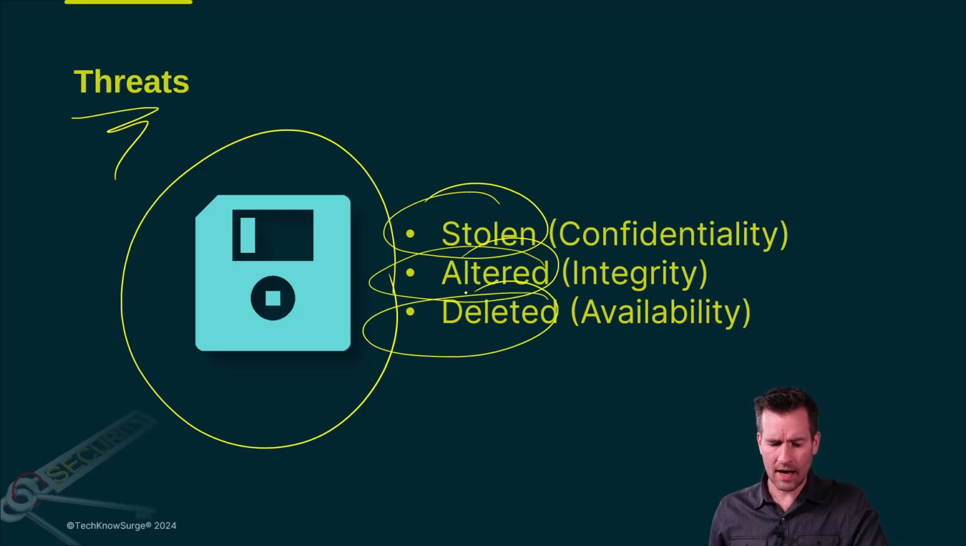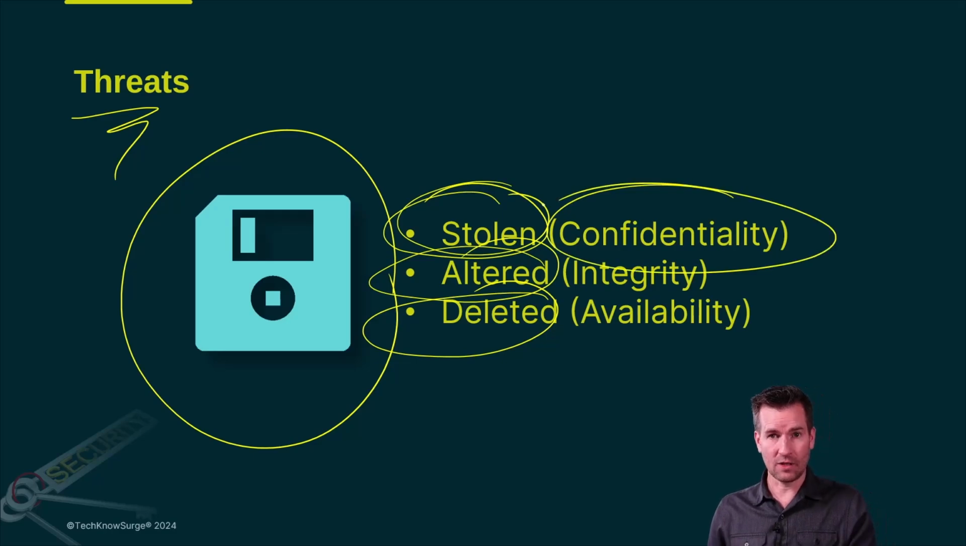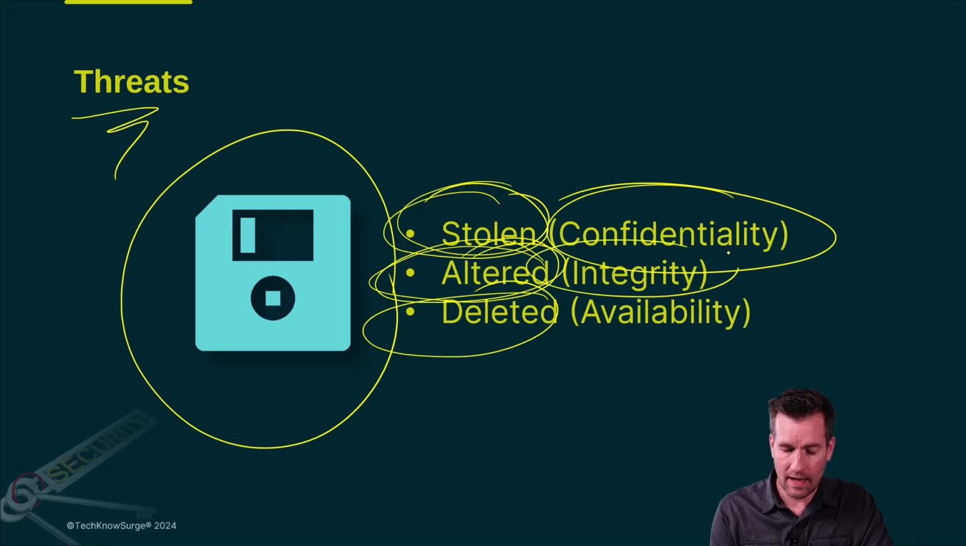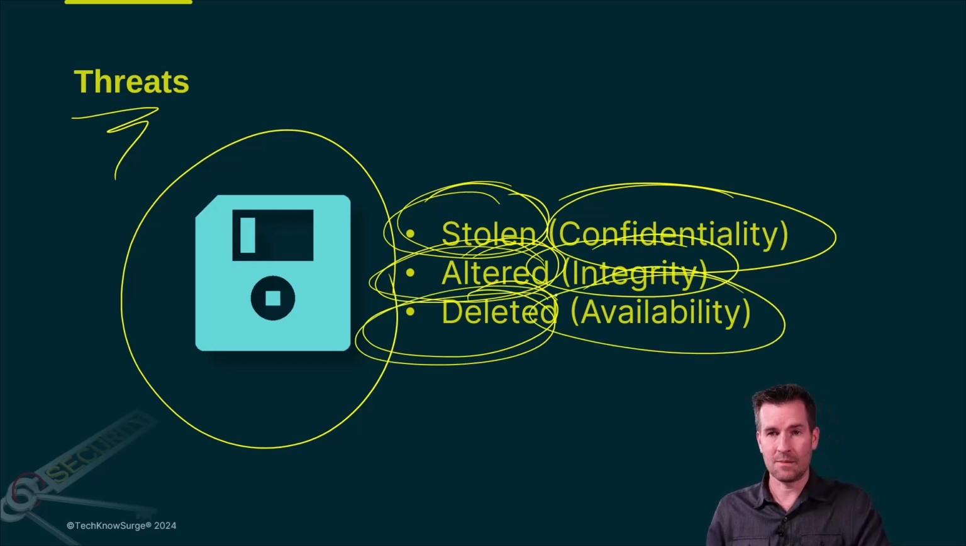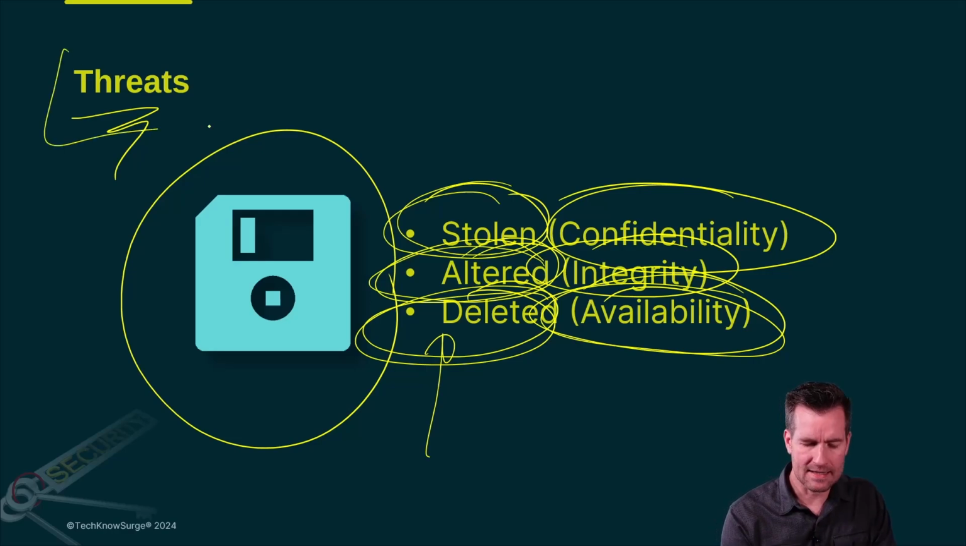From a CIA triad standpoint, stolen has to deal with confidentiality. If it's stolen, somebody has access to view that information, and that could be bad and devastating. Or it could be altered, which attacks the integrity of it, or it could be deleted, which attacks the availability. And there are other things that can happen as well. Maybe it's not deleted, but it's just offline for a while. Well, that would be attacking availability as well. But the point here is that there are some sort of threats to this data.